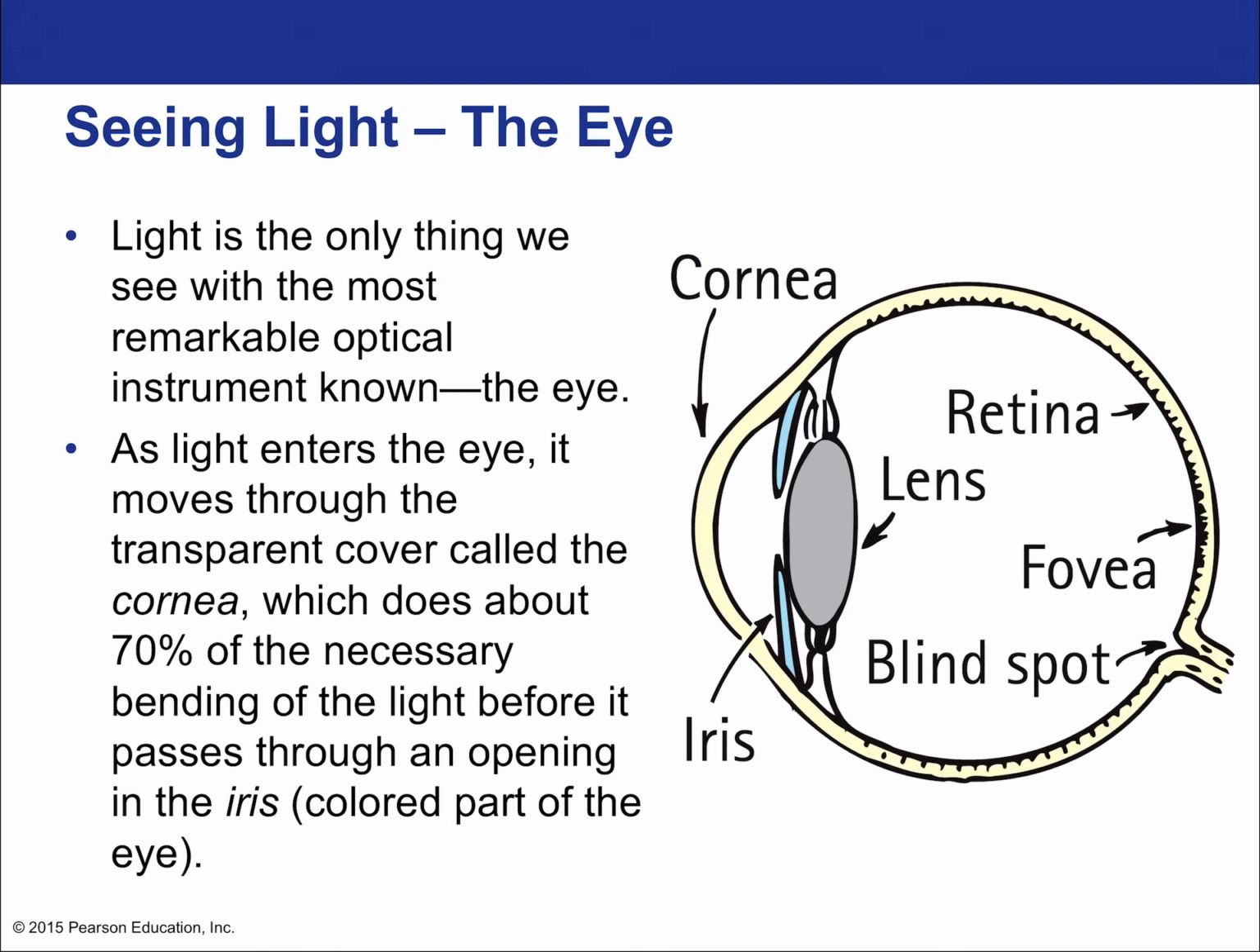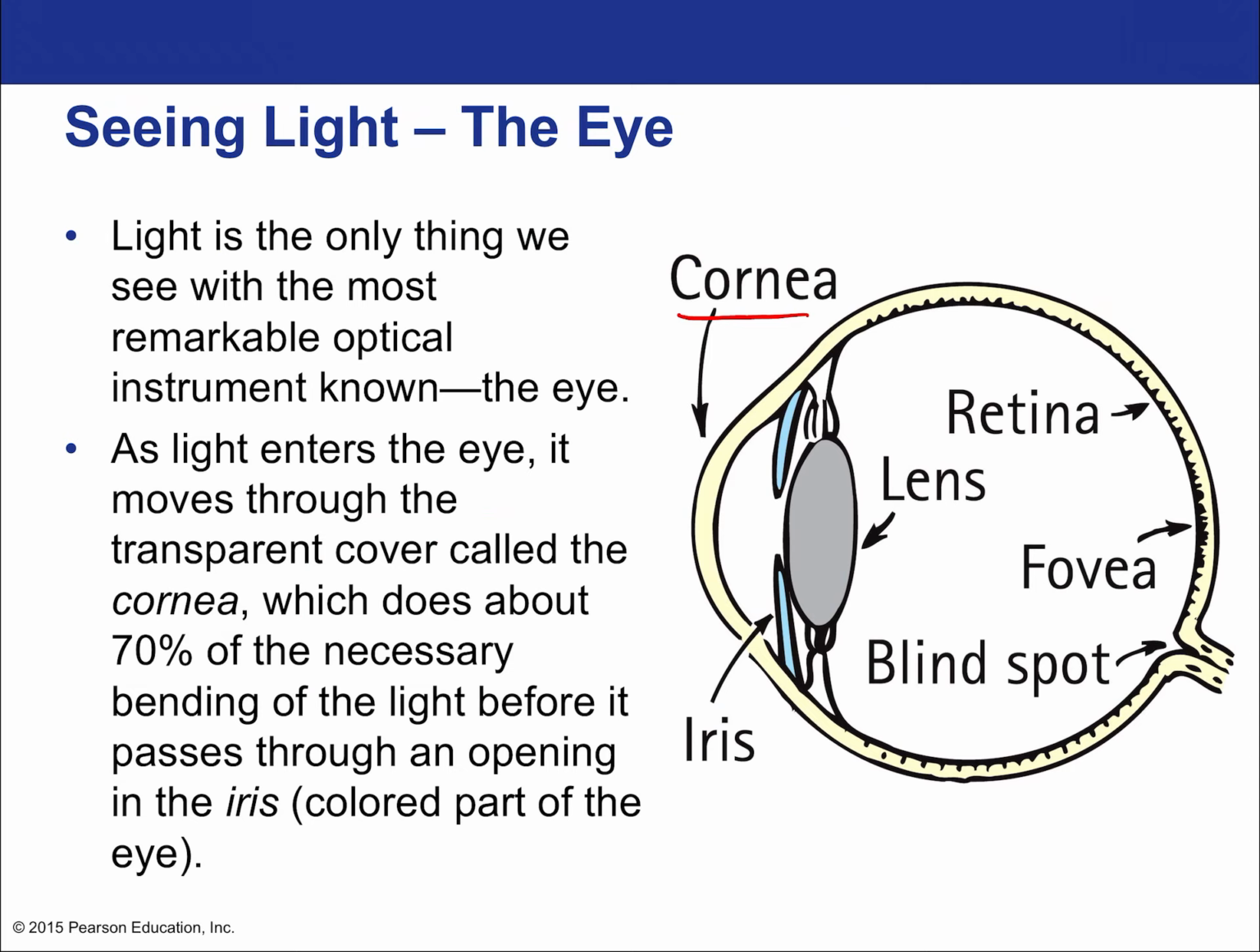Okay? So what about seeing with the eye, the human eye? Light is the only thing we can see, right, with the most remarkable optical instrument known, the eye. We haven't outmatched it in terms of engineering. As light enters the eye, it moves through the transparent cover called the cornea, right there, which does about 70% of the necessary bending of the light. That's refraction. It acts as a lens. More on that later.